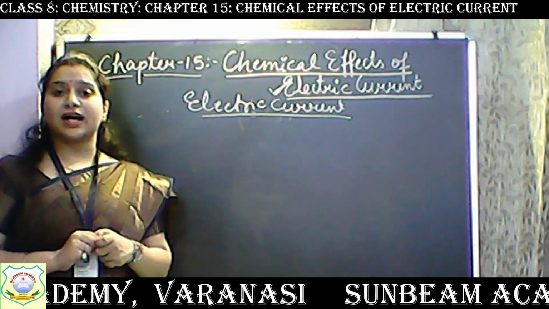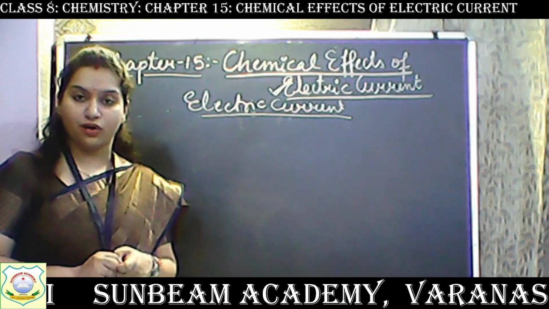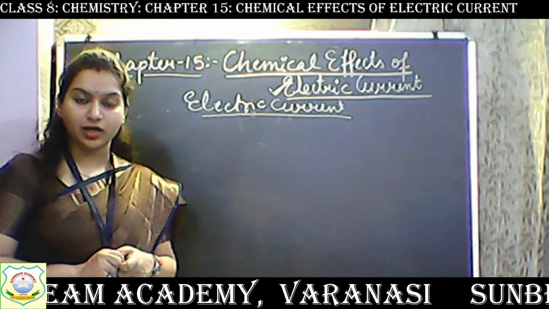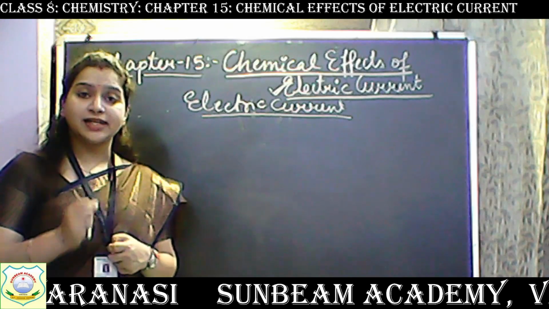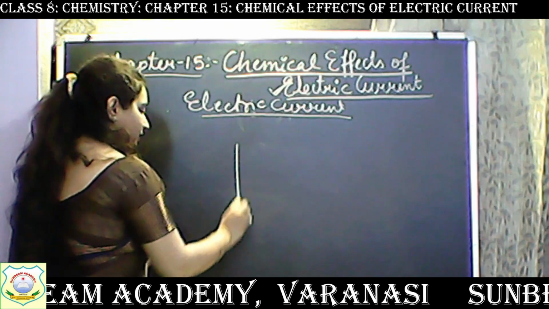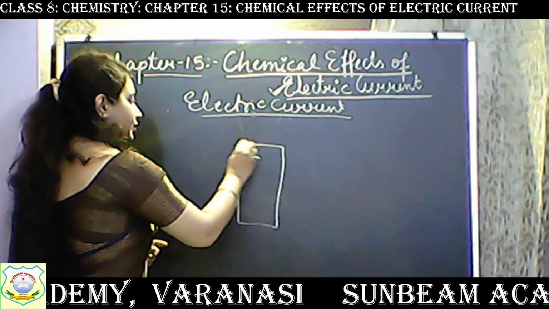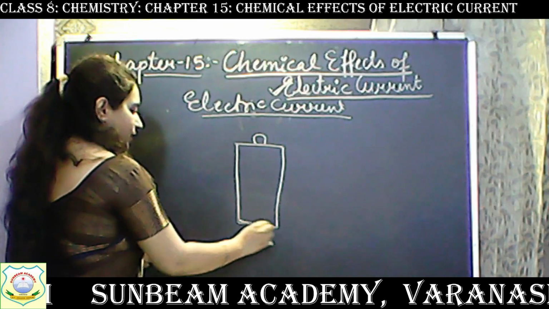So what is current? Basically, when there is a flow of electron, it produces current. Take for example a cell. Okay, we are taking an example of a cell. So this is a cell.